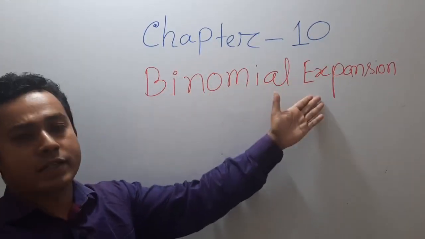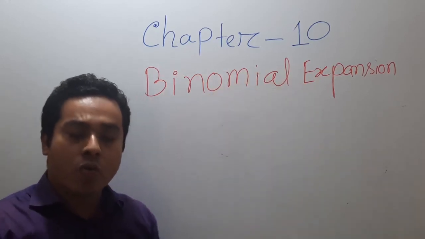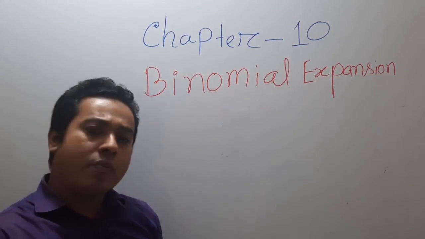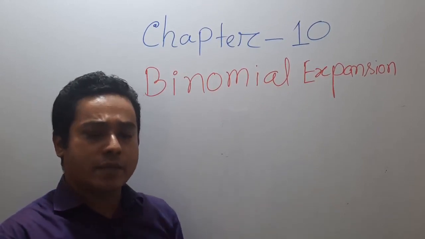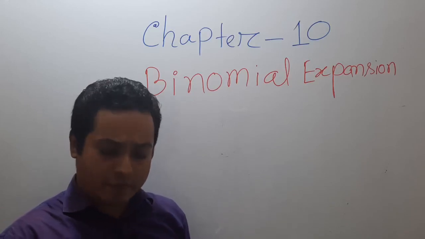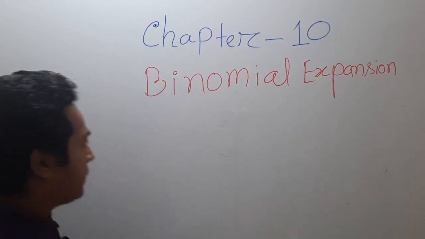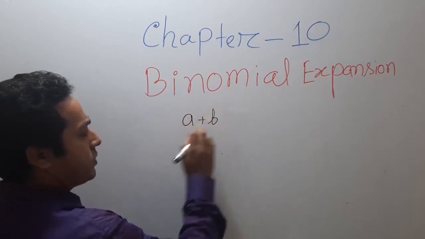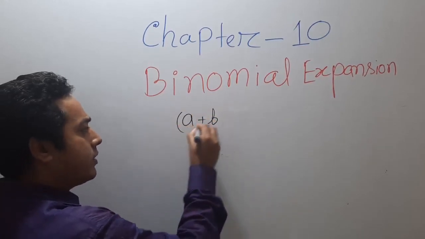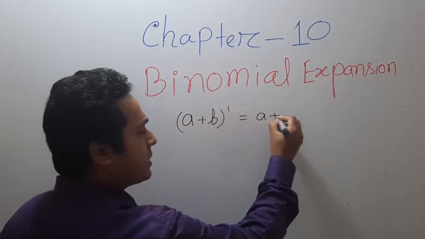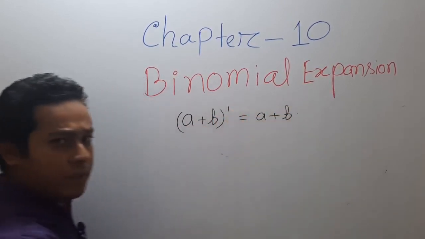Before binomial expansion, you have to know what a binomial term is. A binomial term or binomial expression is an algebraic expression with two terms. As an example, this is a binomial term. It has two terms. The degree or power of this binomial term is 1. So this expansion is a plus b.